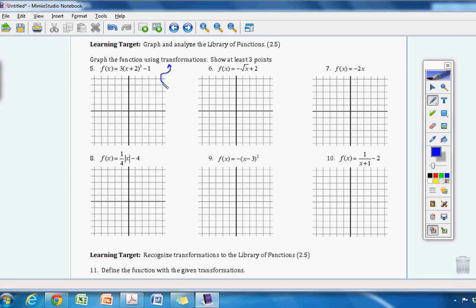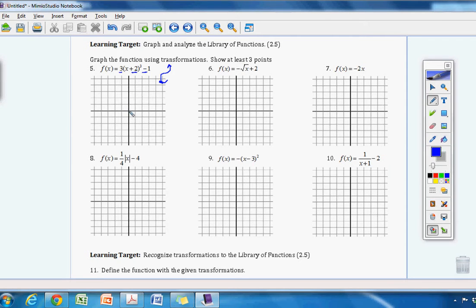Draw, that's our little squiggle. But then we need to know what's going on. We have 3 transformations, 1, 2, 3. This is the stretch. This is the movement right or left. This is up or down. So first I like to work here and find that actual vertex point.